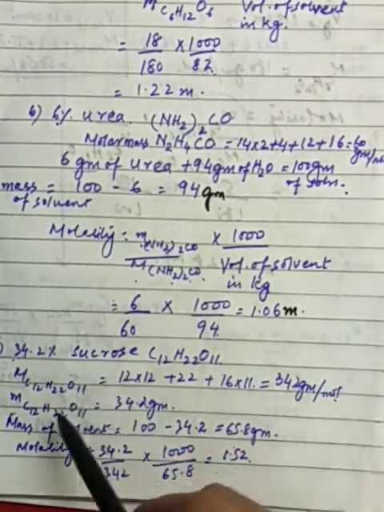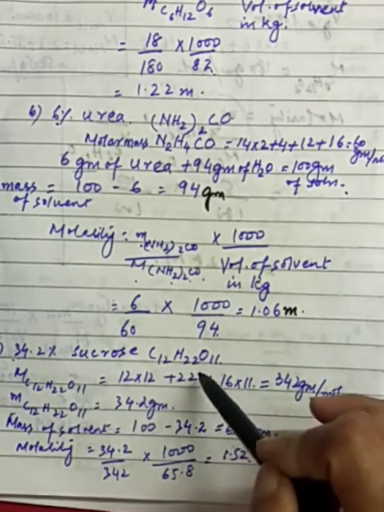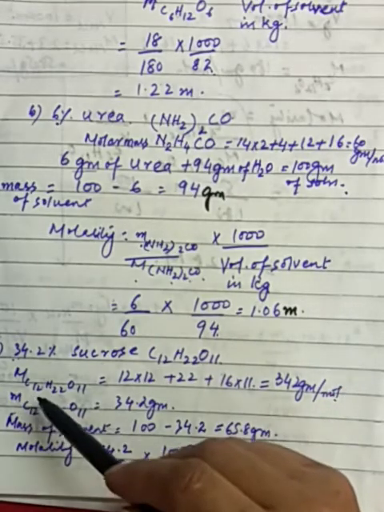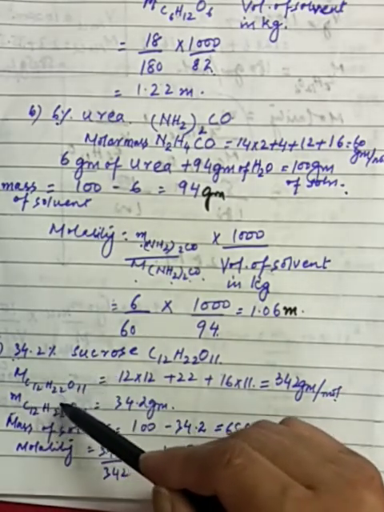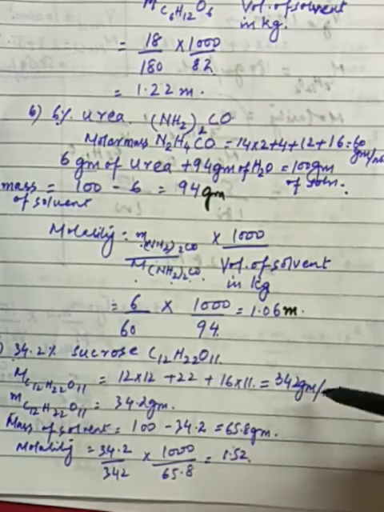Next is option C, that is 34.2% sucrose. The formula of sucrose is C12H22O11. We calculate its molar mass. It is equal to 342 gram per mole.